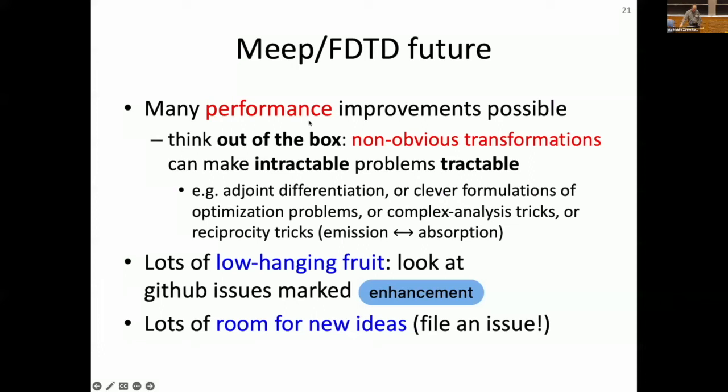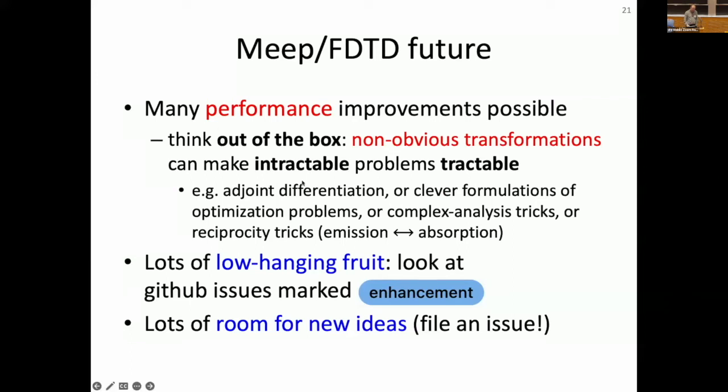As far as performance goes, there's lots of little things you can do, and if you do little things one after another, 20% here and 20% there eventually adds up. But I think the most useful way to get performance improvements is to think out of the box. And often if you look at your problem, there are non-obvious transformations that can take problems that are seemingly intractable and make them tractable. You have to remember that even though this is a numerical experiment, we're not constrained to do things that you would do in a physical experiment. You can put in sources and materials that are not physical. You can measure the fields anywhere in space. You can do lots of things that would be impractical in an experiment. And this allows you to get huge benefits.